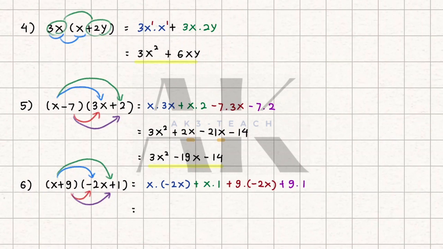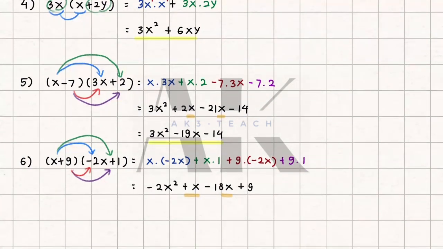So now let's open it up. X times negative 2x, it gives me negative 2x squared. The negative stays there. And then 1 times x gives you x, plus 9 times negative 2x, it gives you negative 18x. The negative stays because of positive times negative gives you negative, plus 9. And of course, this is also like question 5. It's not finished yet. You have this and this. Now we have to combine them.